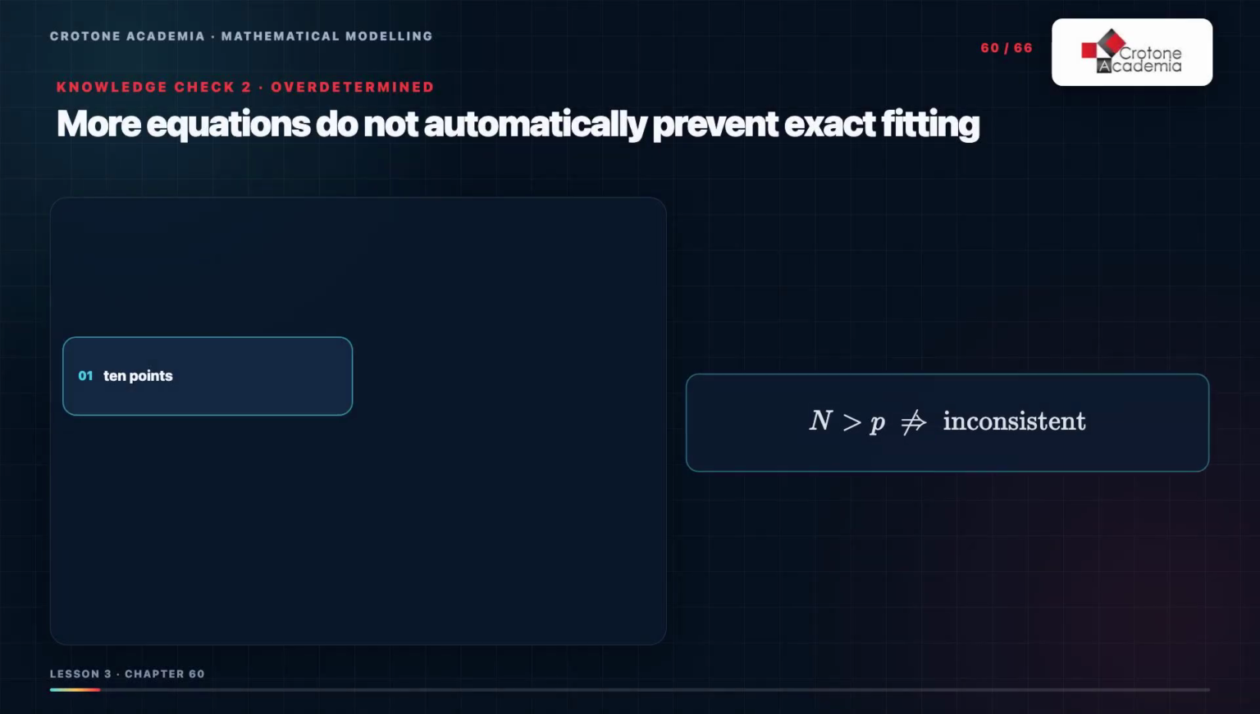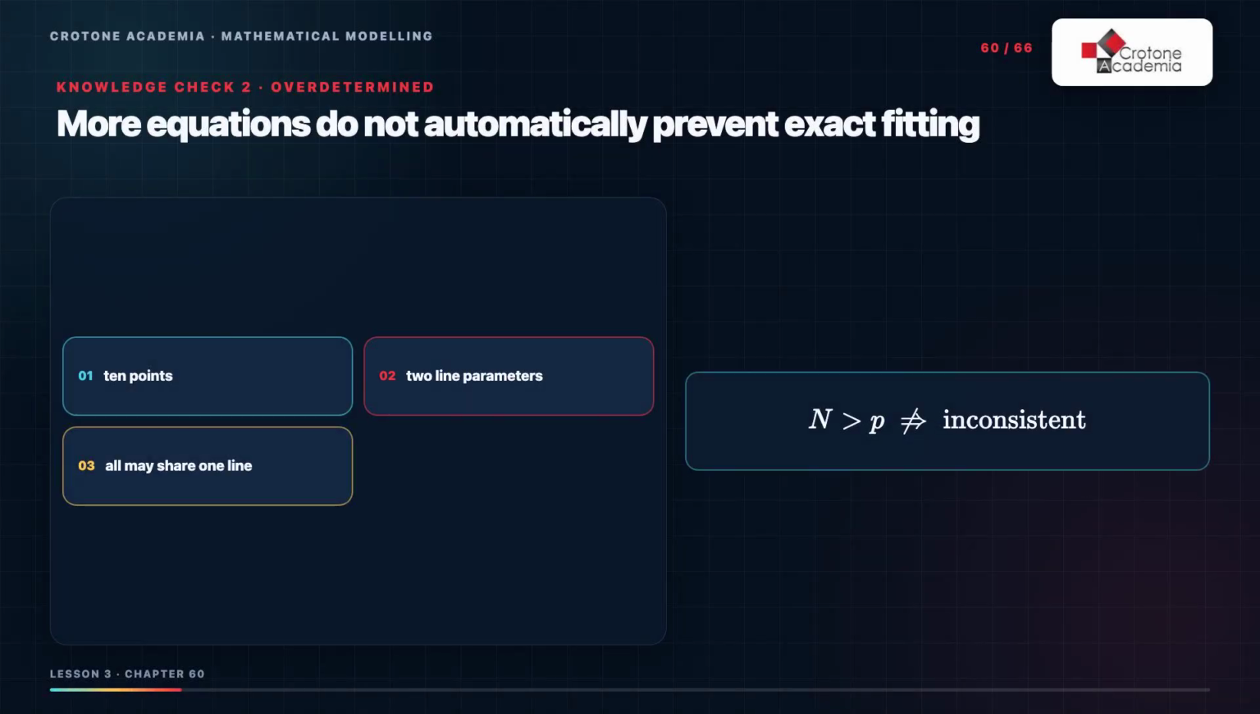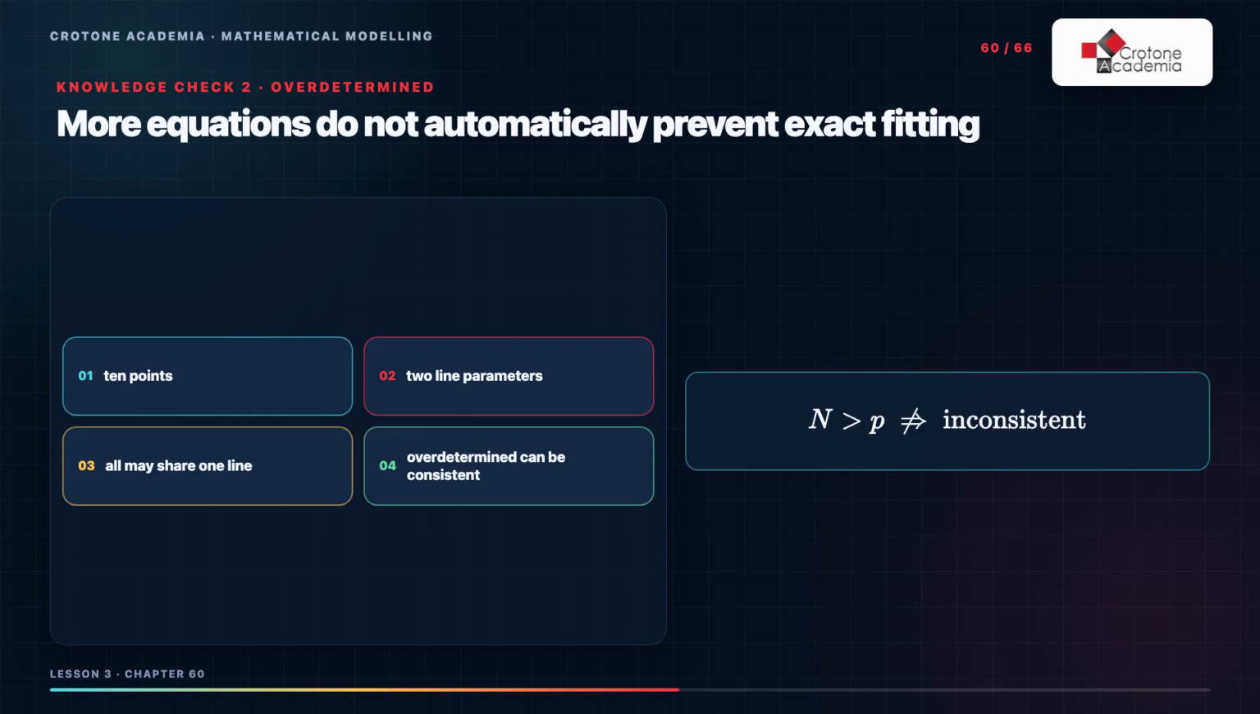Suppose a line model has 2 parameters and 10 observations. Let me draw that scene in your mind's eye. Now, does this automatically mean no exact solution exists? No. If all 10 points lie exactly on one line, one parameter pair satisfies every equation. The system is overdetermined, but consistent. Let us keep in mind that noise usually creates conflict. The rectangular shape alone does not.